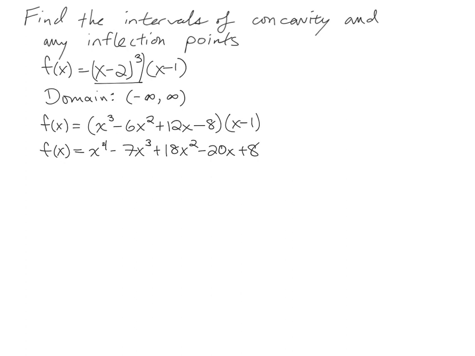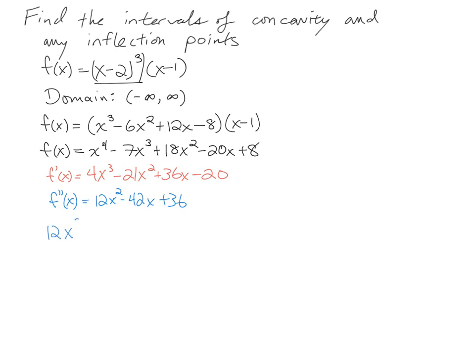So then I can say the first derivative, f prime of x, there we go, 4x cubed minus 21x squared plus 36x minus 20 by the power rule. I'm going to find the second derivative then, 12x squared minus 42x plus 36. Then I can just go ahead and set that equal to 0 and start solving for x.